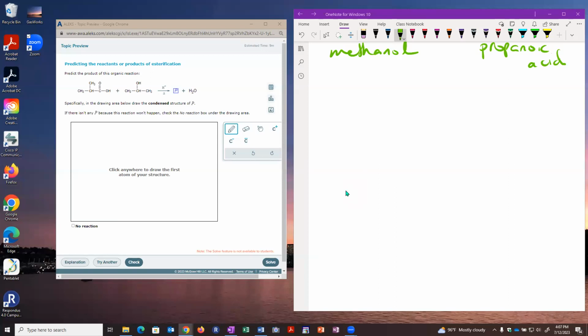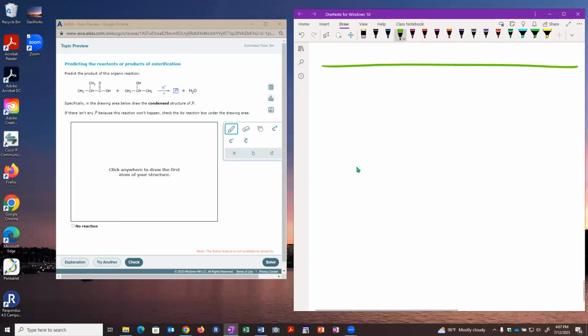All right, so now we're going to take a look at predicting either the products or the reactants for an esterification reaction. Okay, so esterification is nothing more than the process of making an ester. And you can tell that we're making an ester due to a couple of things. We can tell from the reactants. So we have here an acid and an alcohol. We can also tell from the conditions. We have an acid catalyst and we have heat.